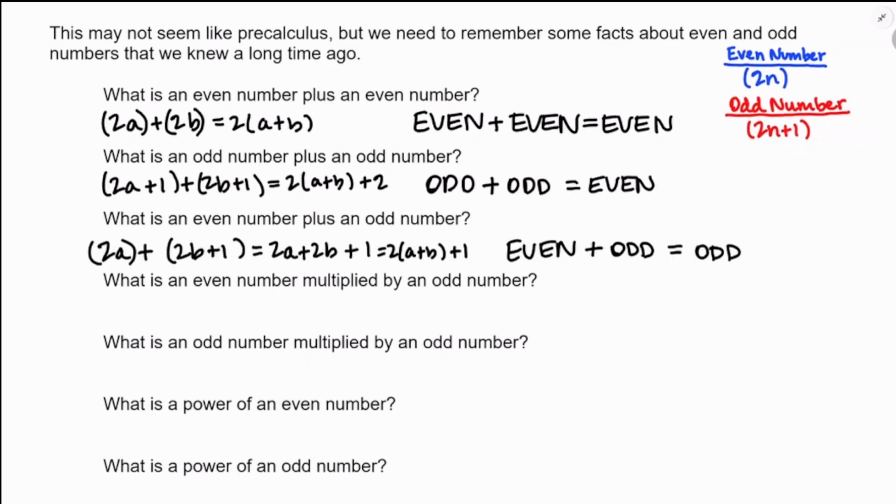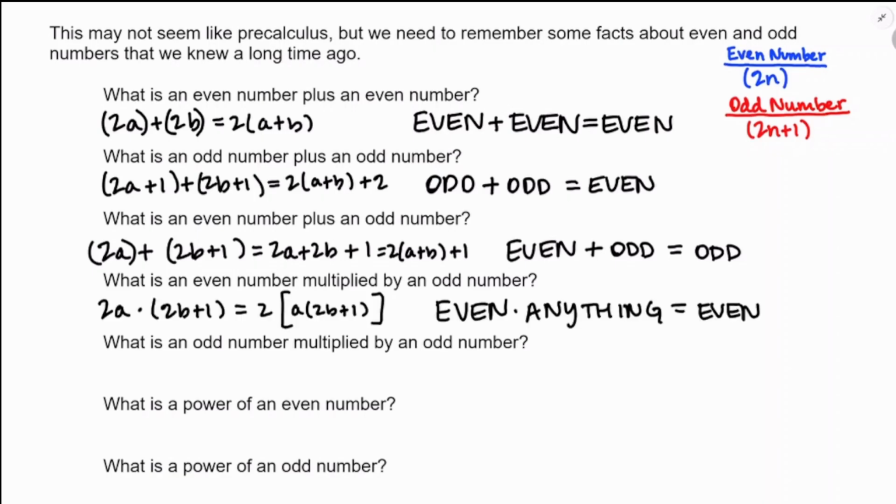You've got the even number, and then the odd number is an even number plus a 1, so we just have that extra 1 hanging out there, and that's what makes a number odd. Okay, so an even number multiplied by an odd number, well, any even number multiplied by anything is going to be an even number, because it's got that factor of 2 in there.